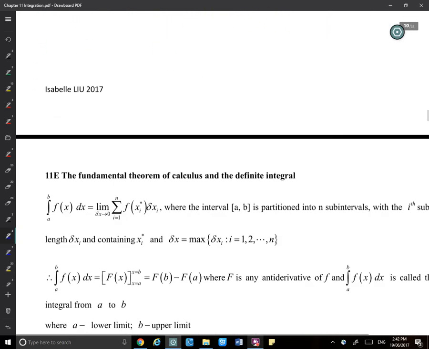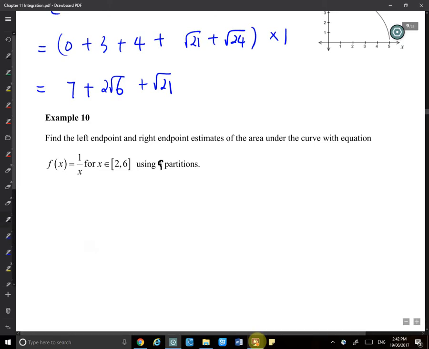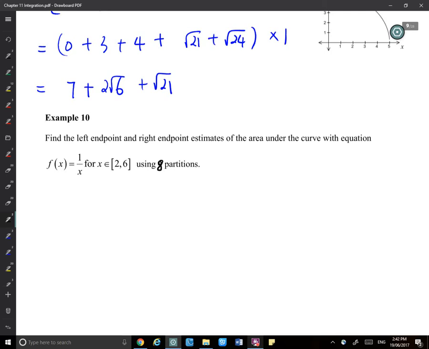Okay, have a read about the next question. Find the left endpoint and right endpoint estimates of the area under the curve with equation f(x) equals 1 over x for x belongs to 2 to 6. Okay, have changed this question, please. Change it to 8 for 8 partitions.